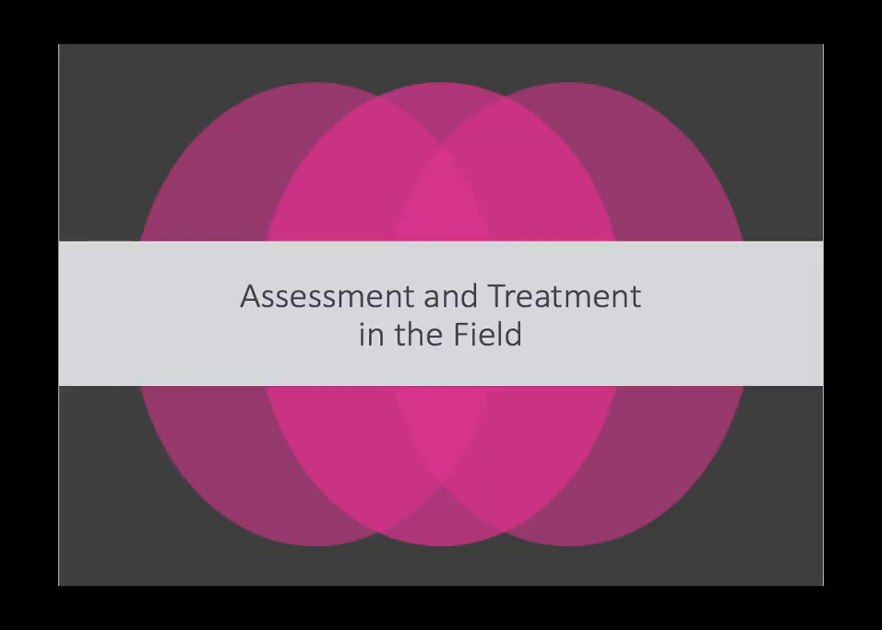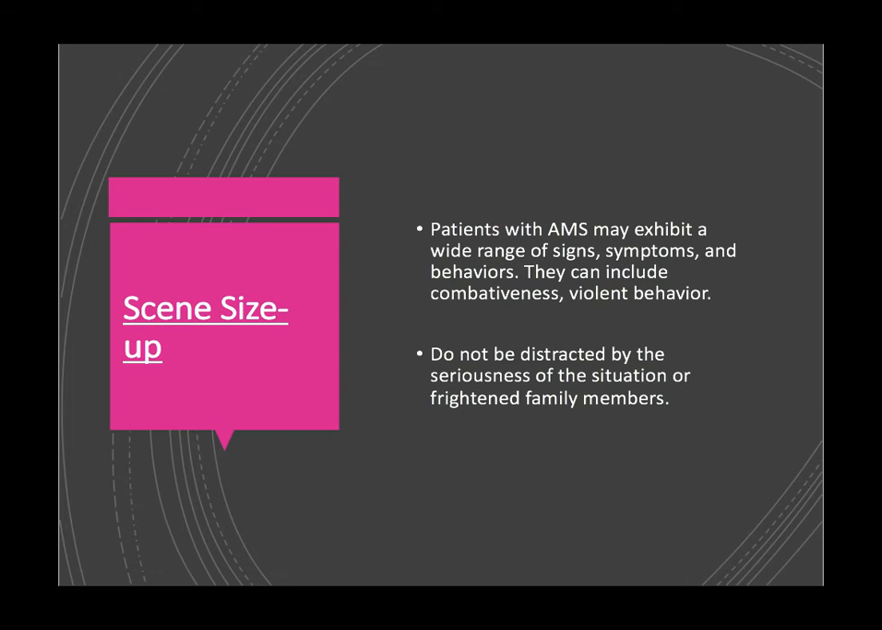Let's get into a little bit of assessment and treatment in the field, specifically when it comes to neurological emergencies. So, your scene size-up. First of all, scene safety, all right? Patients with altered mental status might have a wide range of signs, symptoms, and behaviors. So make sure that they are not being combative, or make sure that they don't become violent. Don't be distracted by, like I said, the seriousness of the situation, okay?